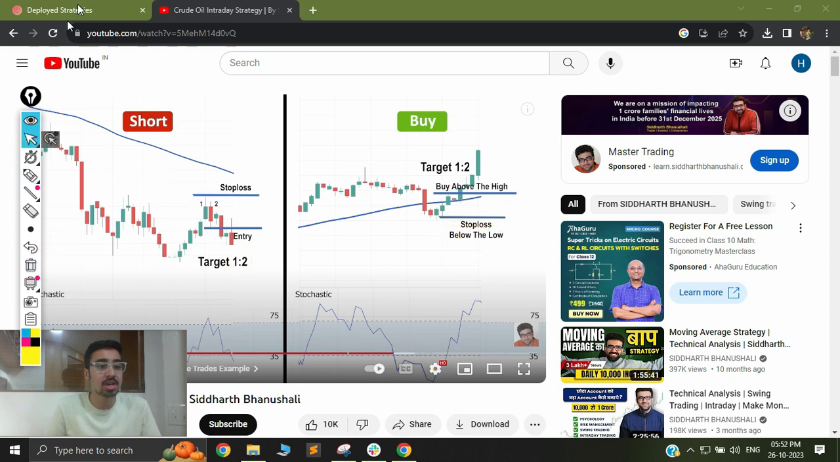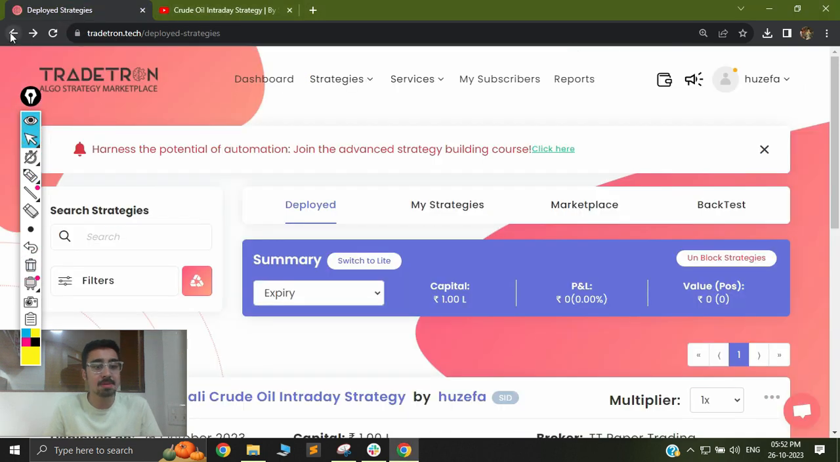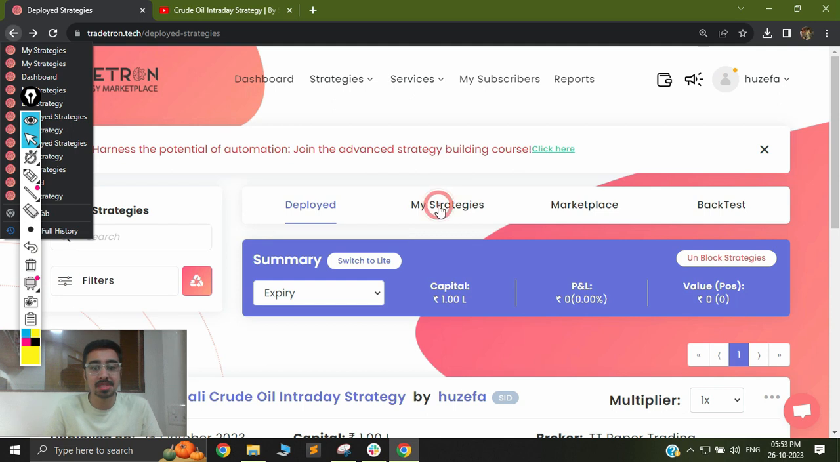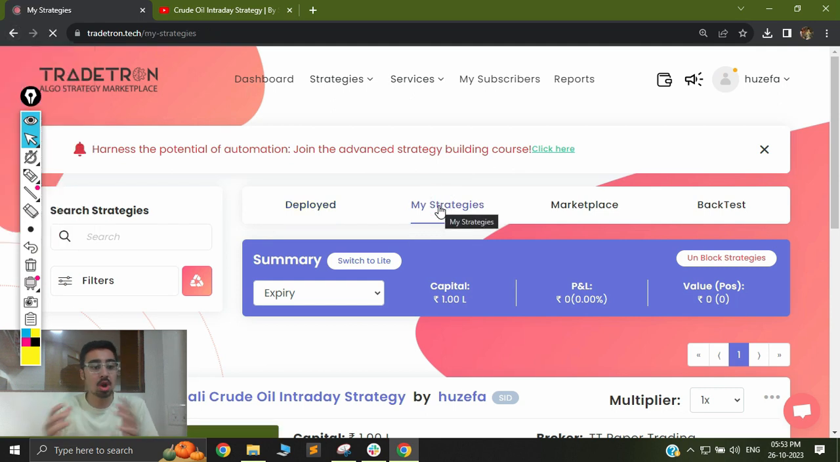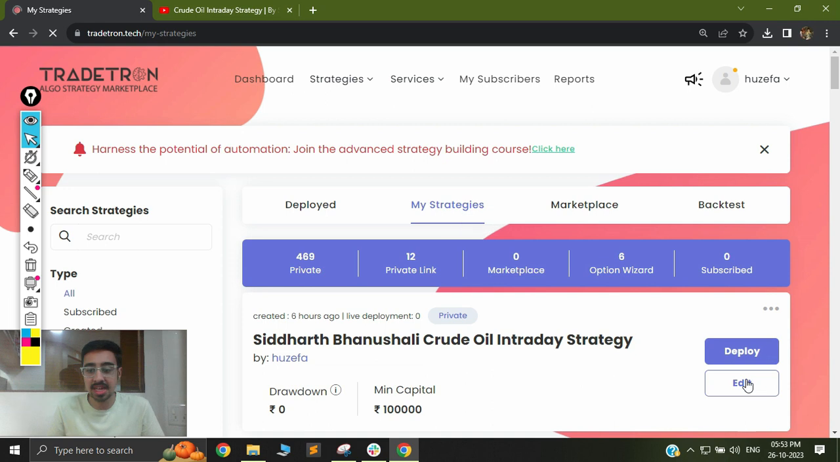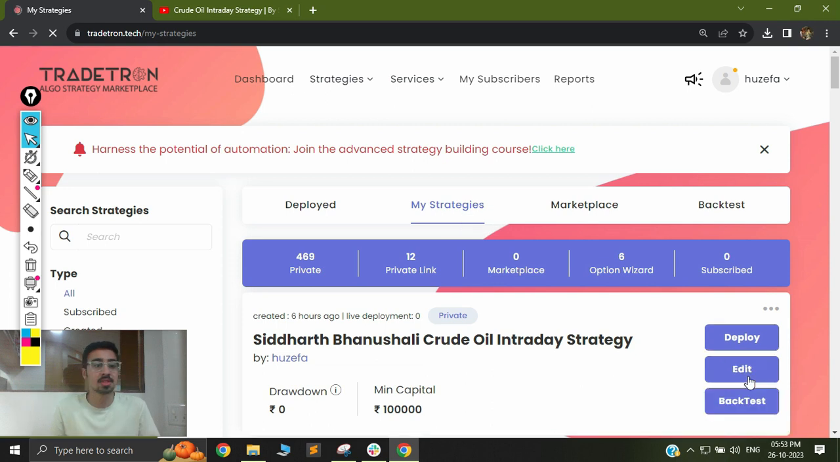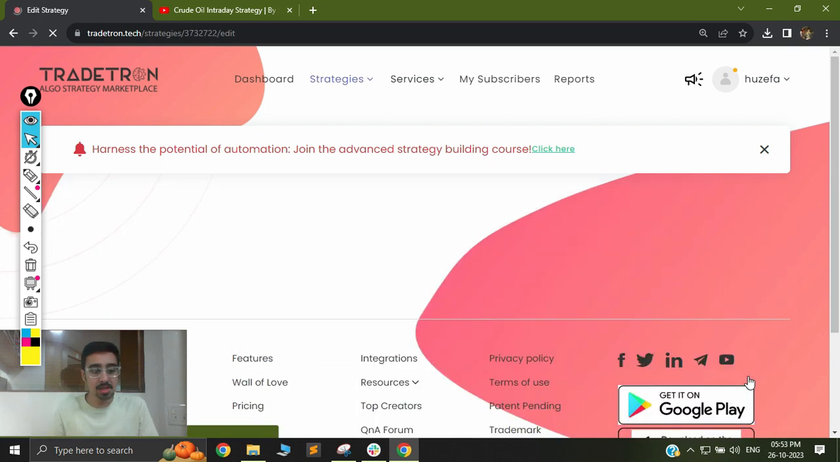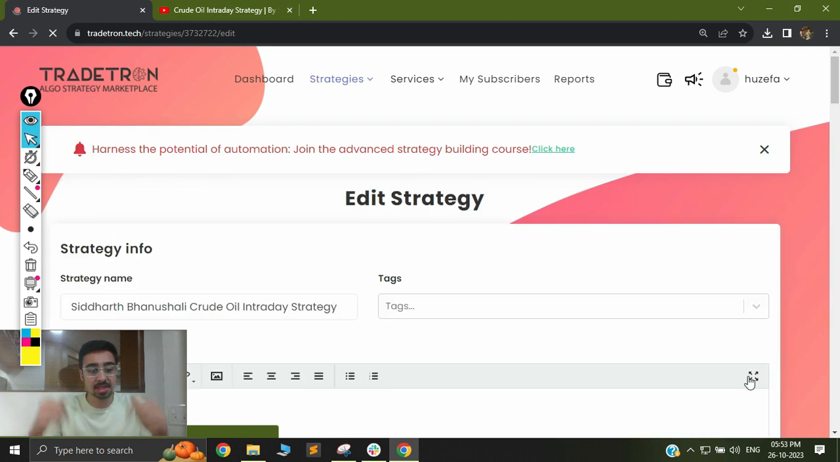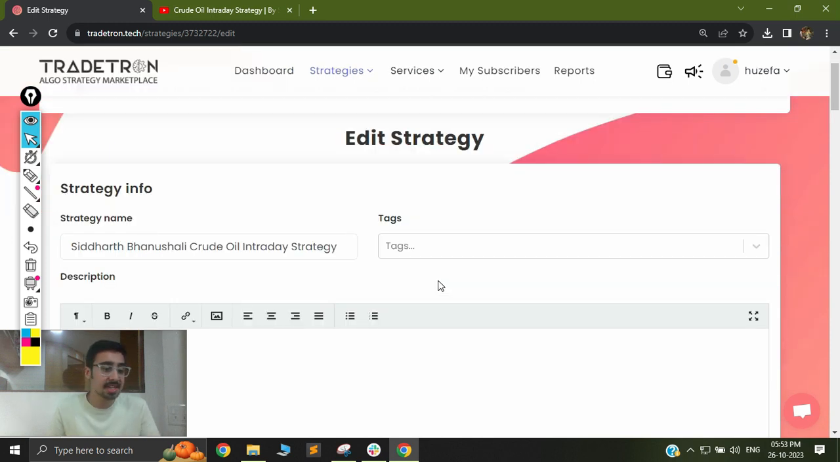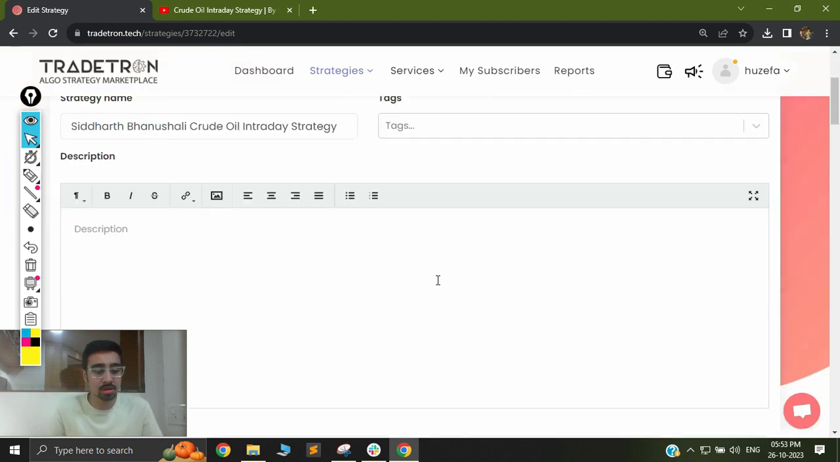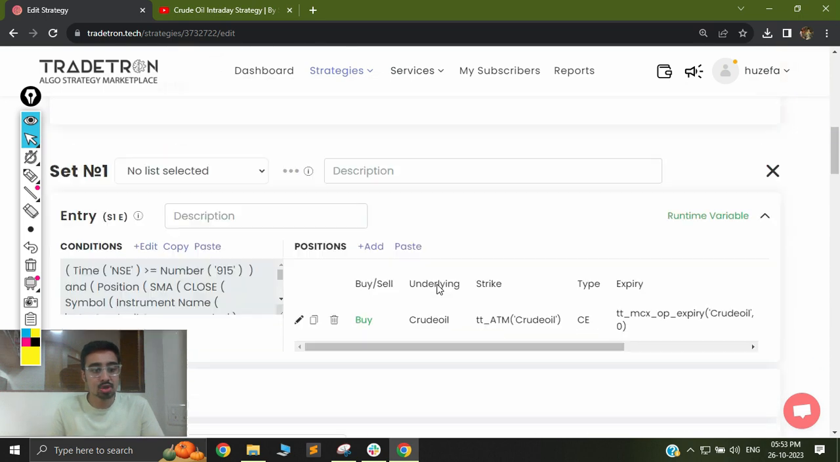As usual, I have already built this strategy. I will just quickly walk you through all the keywords that I have used on this strategy. Of course, I will be linking this strategy in the description below so that you can have a look at the strategy and duplicate it for yourself, change the numbers and test it as you like.